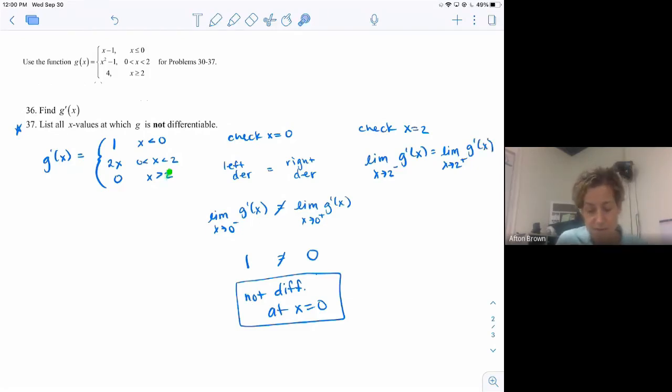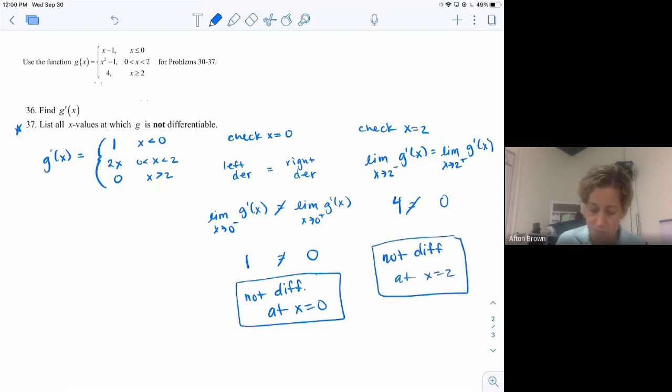Well, 2 is the second of the two functions. If I plug 2 in from the left, so from values less than 2, I'd have 2 times 2, so this side is 4. If I plug 2 into here, well, there's nowhere to plug in an x, so it just stays 0. Again, those two don't equal each other, so it's not differentiable at x equals 2.